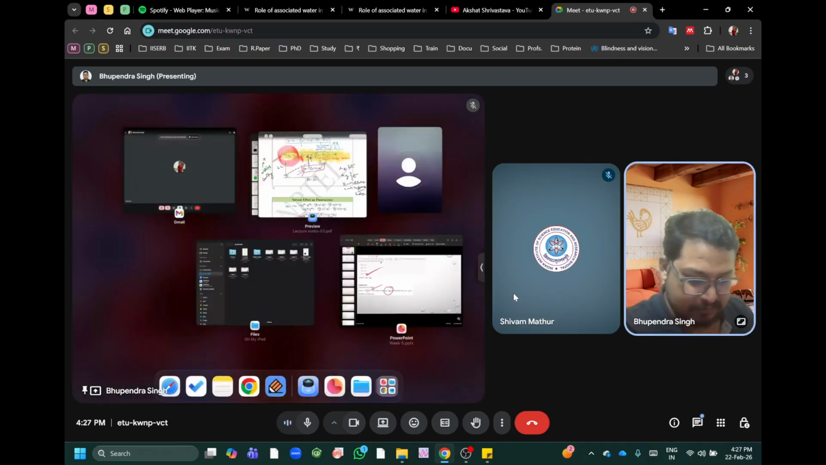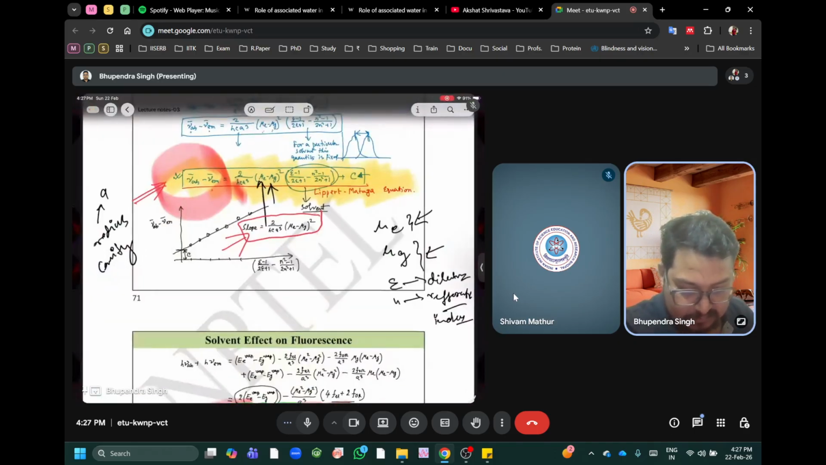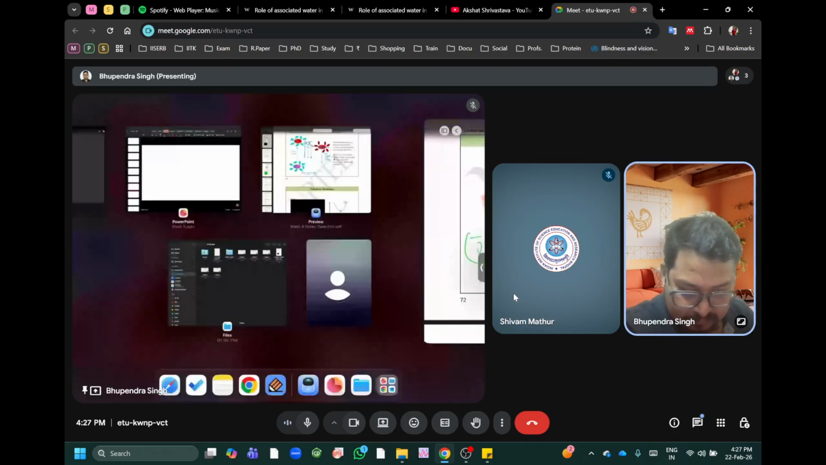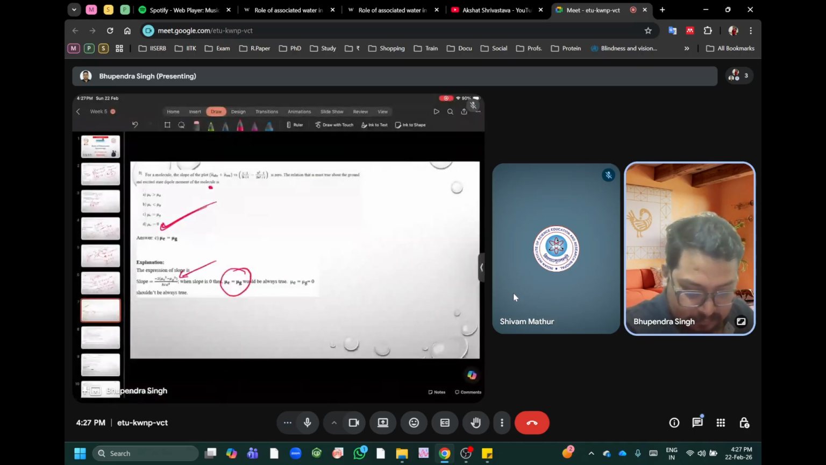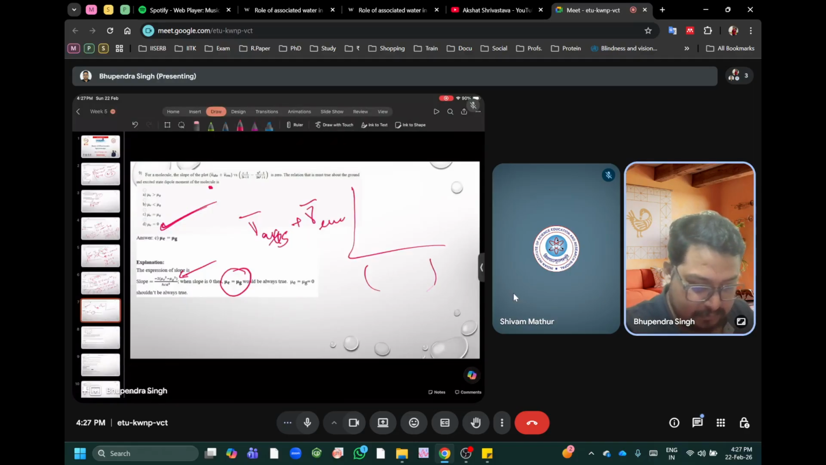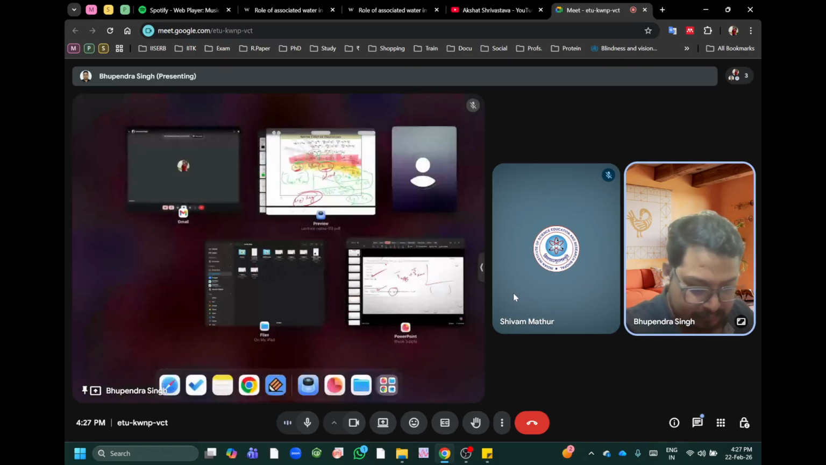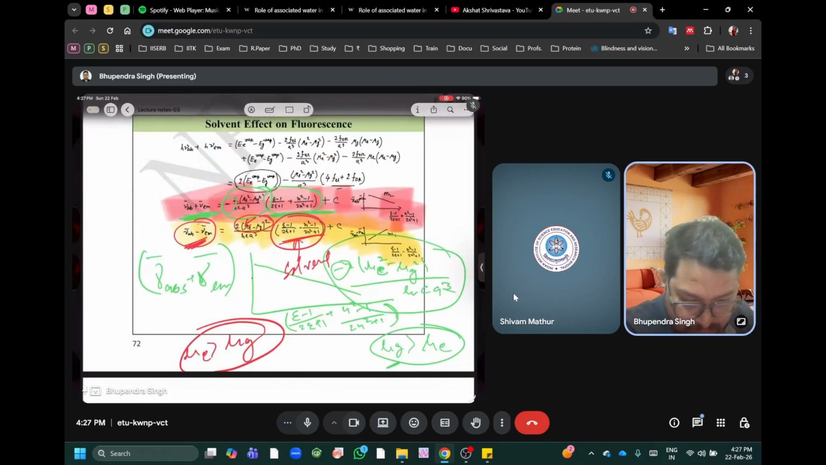If you don't remember this expression, I can show you also for the sum plot, mu absorption plus mu emission versus your full expression. So this is the expression.